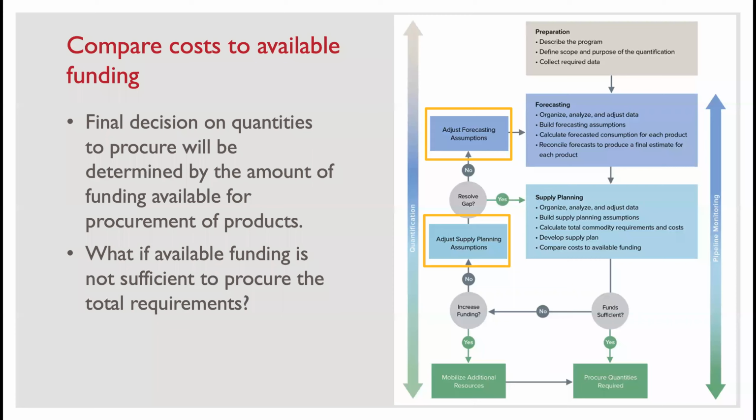So coming back now to the overall process, remember that our proposed supply plan is developed to meet our needs as we originally determined, including the forecasted need and whatever our pipeline needs are. But once we do all that, what if our funds are not sufficient to purchase all the products as included in our supply plan? What do we do?